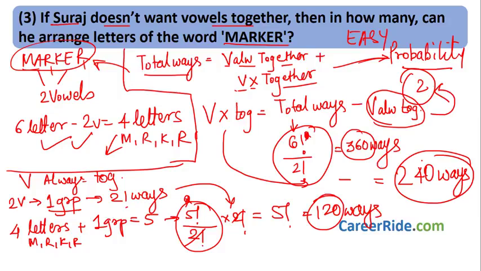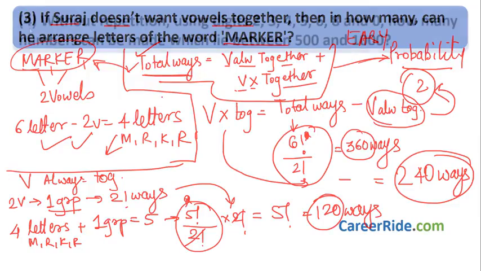See how easy it was, there is nothing to it, very easy sum, right? You just needed to remember that total ways is nothing but vowels always together plus vowels never together. If you know this, you will be able to solve the sum. Many of the sums rely on these kinds of small common sense and common logic tricks. Okay, now moving to the next question.